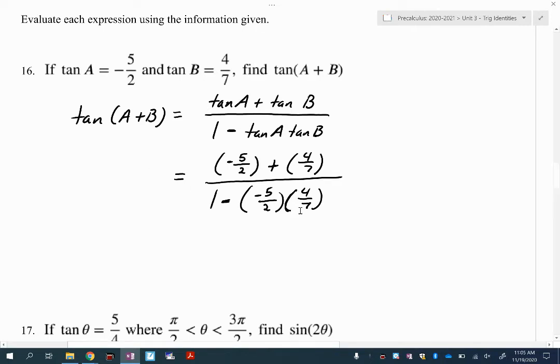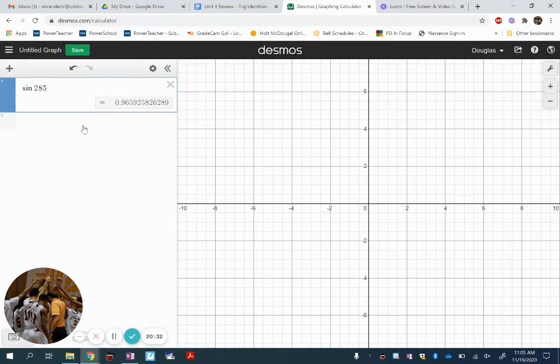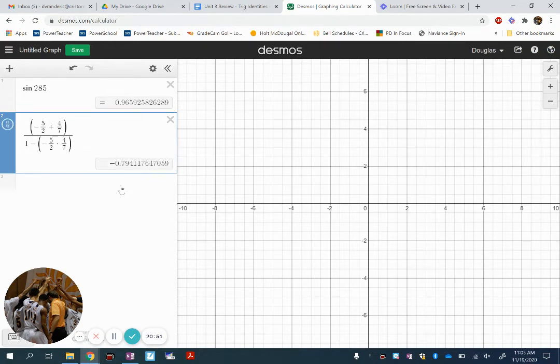Okay, so I've got negative 5/2 plus 4/7 in the numerator, all over 1 minus negative 5/2 times 4/7 in the denominator. All right, so you can write the decimal if you want. That works, negative 0.794, but I'm going to use the fraction, right? So this button here changes it to a fraction, but totally fine. My answer key will have both. So negative 27 over 34.